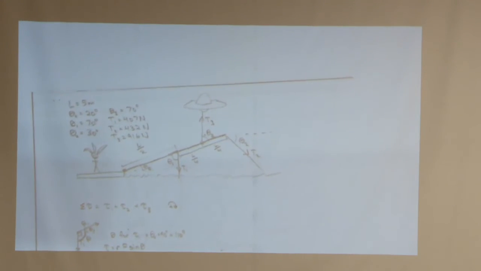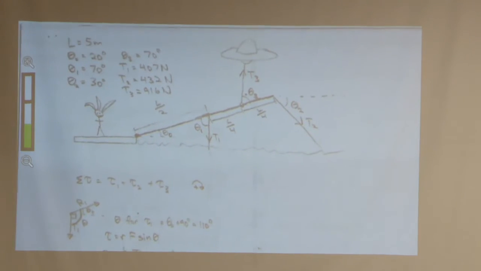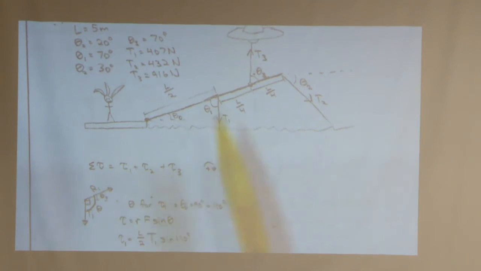So now we're going to analyze one torque at a time. Let me zoom in. It's kind of small. All right. So for this one, we're looking at just T1. So T1 is pointed straight downward. Okay. And the radius vector always points from the center of rotation, which is this end, to the application of the force. So it's pointing in this direction.